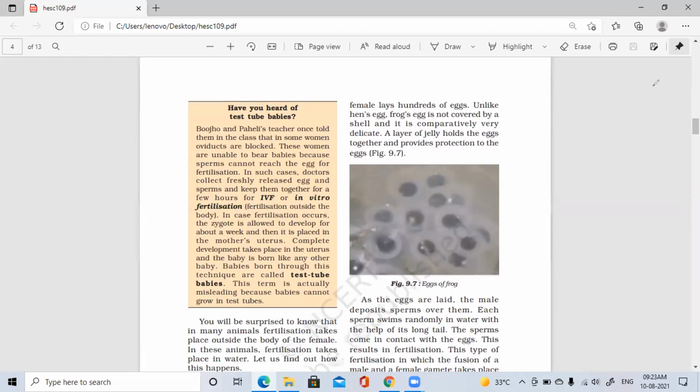During spring and rainy season, frogs move to ponds or slow-flowing streams. The female lays hundreds of delicate eggs. You can see the jelly-like layer here. It holds the eggs together and provides protection to the eggs. As the eggs are laid, the male releases a large number of sperms. Each sperm randomly swims in water with the help of its long tail. The sperm that comes in contact with an egg results in fertilization.